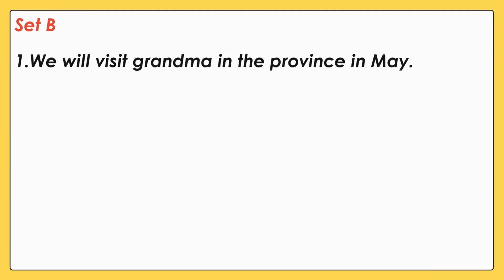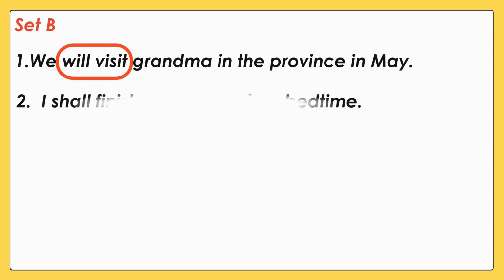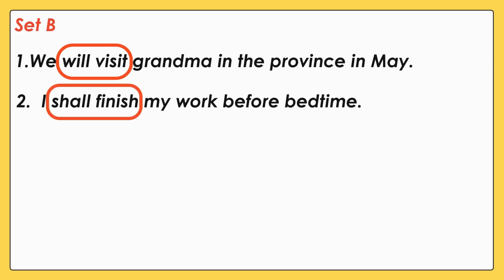For set B sentences, number 1, we will visit Grandma in the province in May. What is the verb? We will. Number 2, I shall finish my work before bedtime. The verb is shall finish.